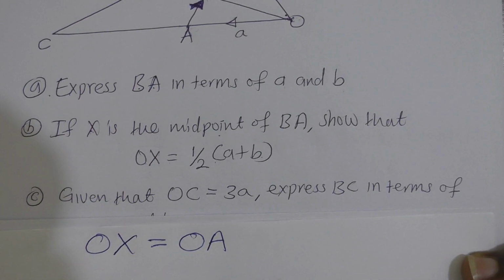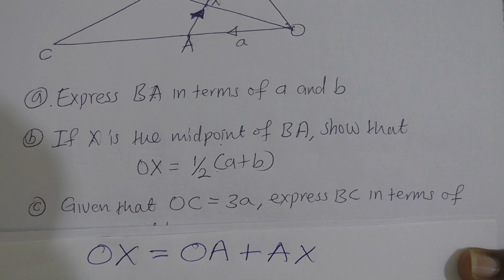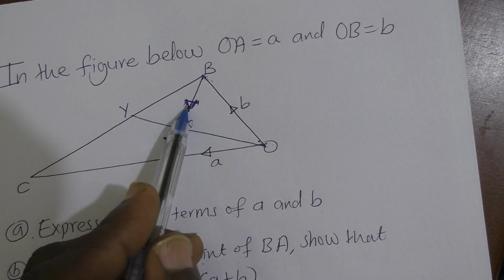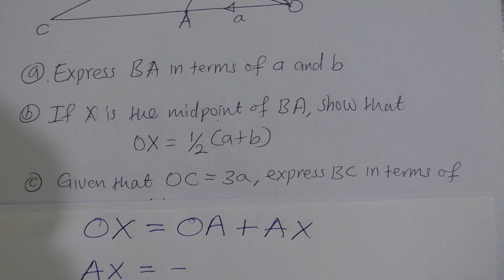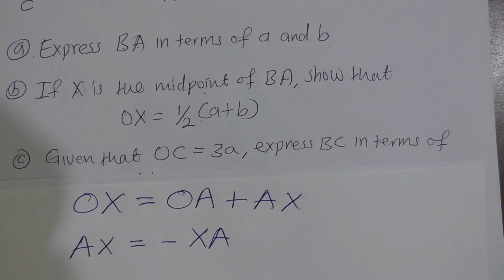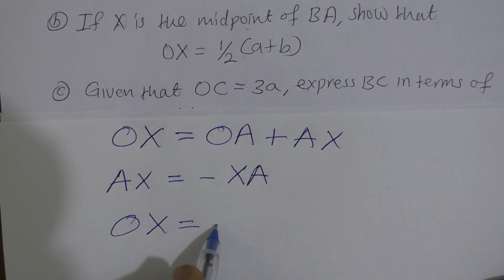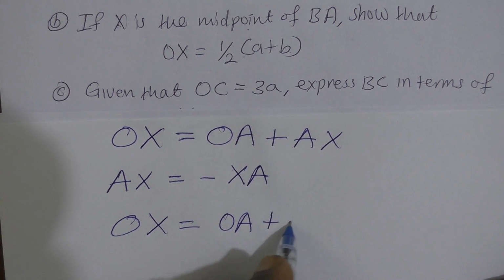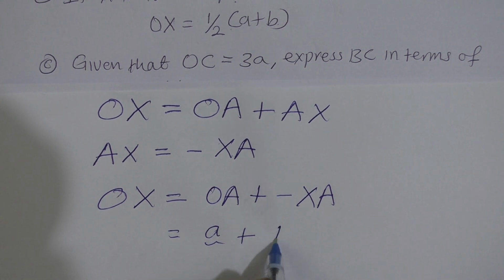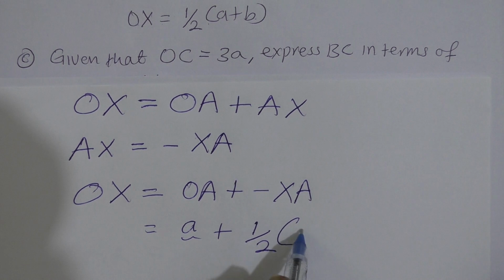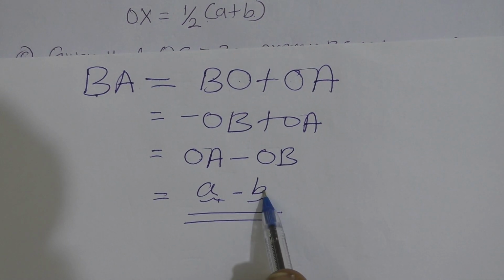That is OA plus AX. But in this case, AX, because we are now considering the direction to be from B towards A, AX will be reversing. Therefore, it's negative of XA. And now, since X is the midpoint, OX becomes OA plus negative XA, which is A plus, don't forget that XA is a half of BA, which is A minus B, because we got BA as A minus B.